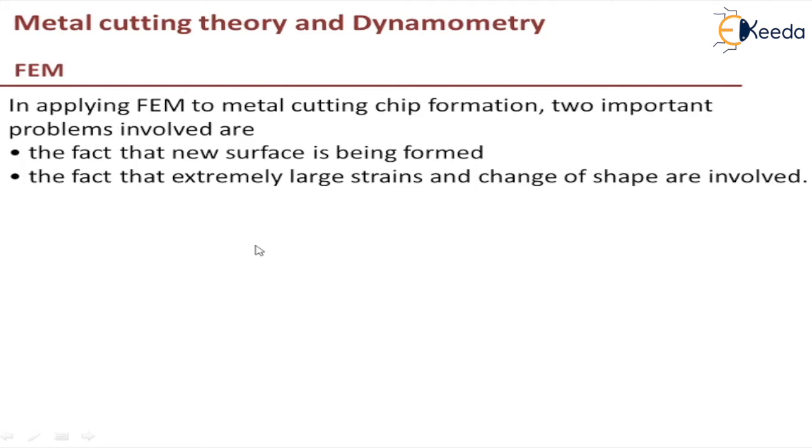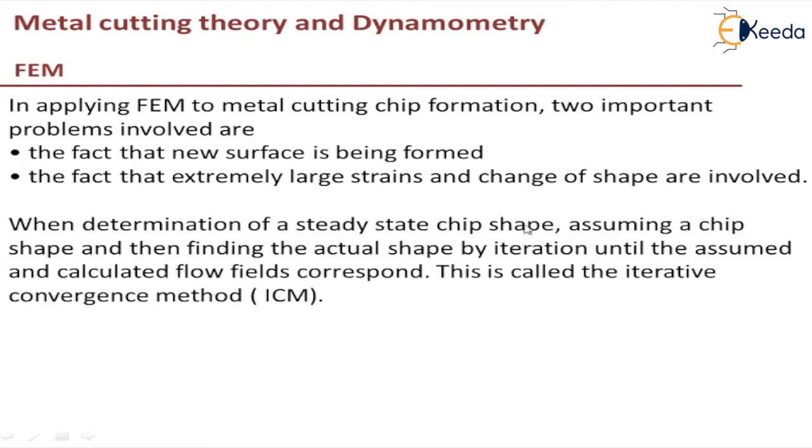As we discussed different methods in previous slides, there is one more method called ICM, that is iterative convergence method. In this, what we do is we assume the steady state chip shape, then we do iterations until the assumed and calculated flow fields correspond. So this is a step iteration approach, in which at every step the solution goes on converging. That is why it is called the iterative convergence method.